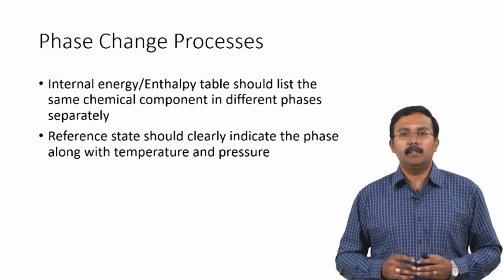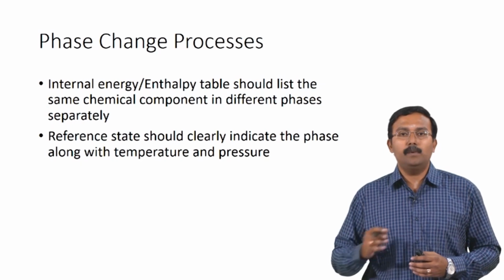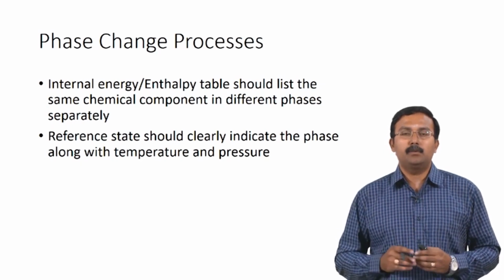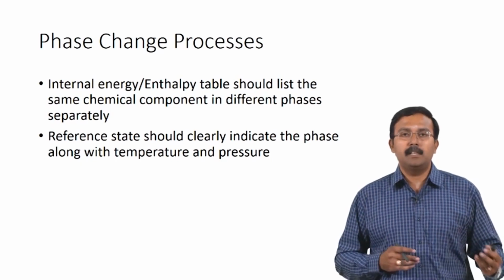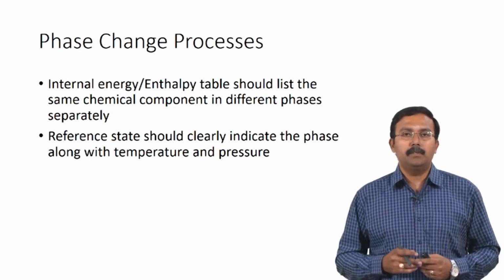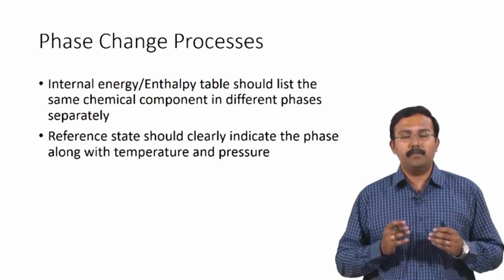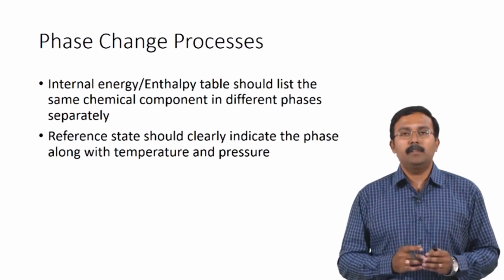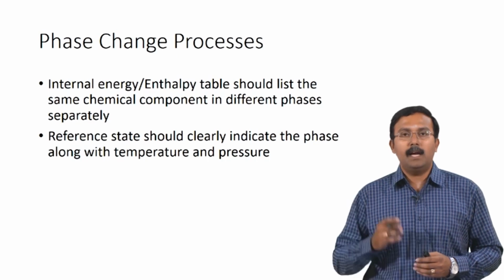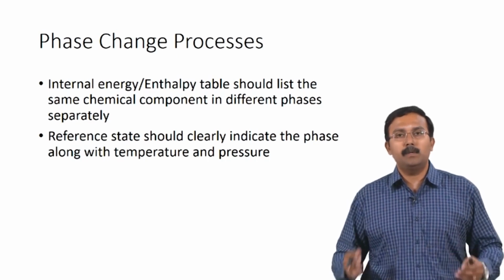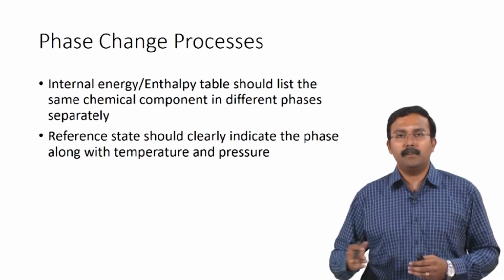The next thing we need to remember is, the reference state should clearly indicate the phase along with the temperature and pressure. Until now, when phase change has not been happening, it would not have mattered if we just listed only temperature and pressure. However, here because there is phase change, we should always list the reference state phase also. Even if the component is at the same temperature and pressure, there could be a change in phase, and there would be a change in enthalpy associated with change in phase. So, we need to explicitly list the phase of the reference state as well.